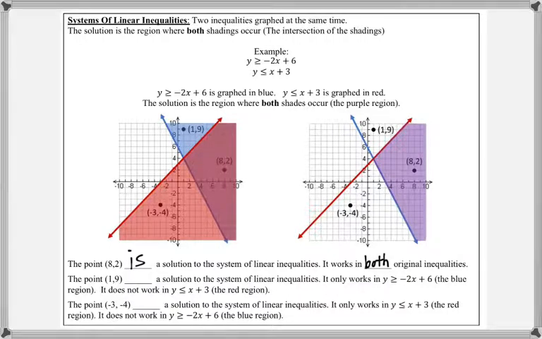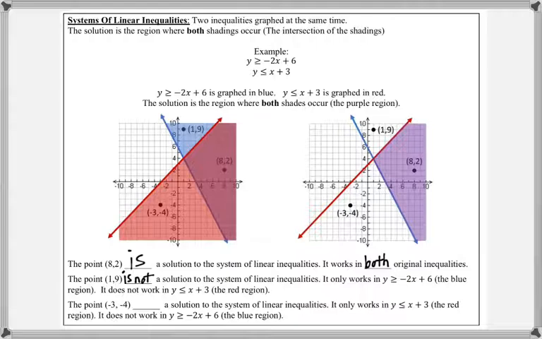original inequalities. The point (1, 9) is not a solution to the system of linear inequalities. It only works in y is greater than or equal to negative 2x plus 6, which is the blue region. It does not work in y is less than or equal to x plus 3, or the red region.